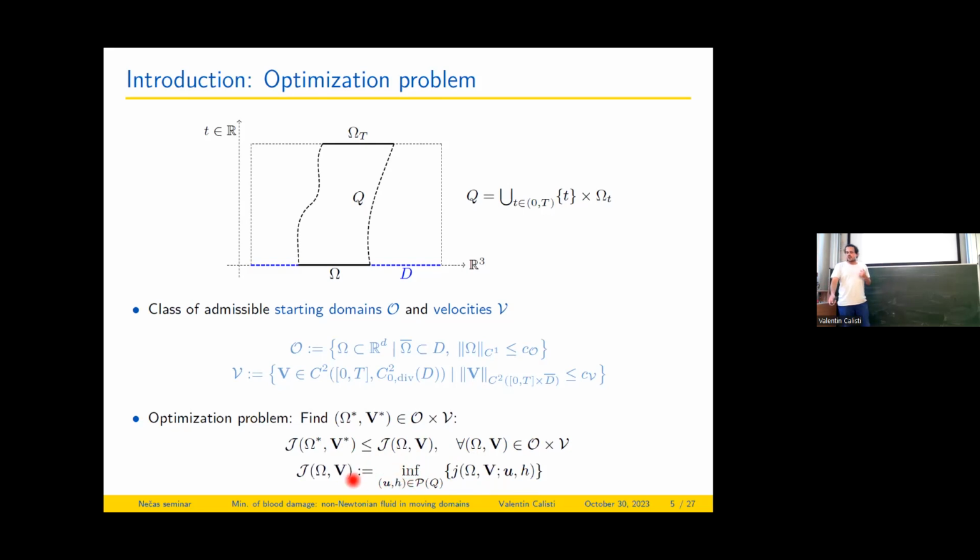So here I say that the shape functional associated to my moving domain Q, defined by omega and V, is equal to the minimum among the solutions of the problem related to Q. So once we have this kind of problem, usually in shape optimization, many questions can arise.